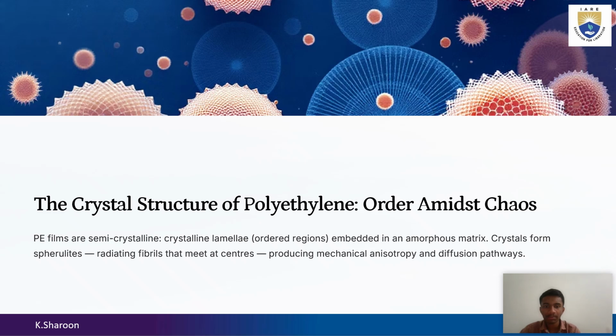The crystal structure of polyethylene: order amidst chaos. PE films are semi-crystalline, with crystalline ordered regions embedded in an amorphous matrix. Crystals form spherulites with radiating fibrils that meet at centers, producing mechanical anisotropy and diffusion pathways.